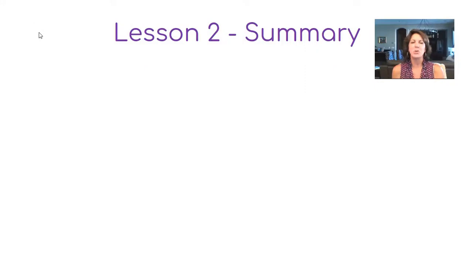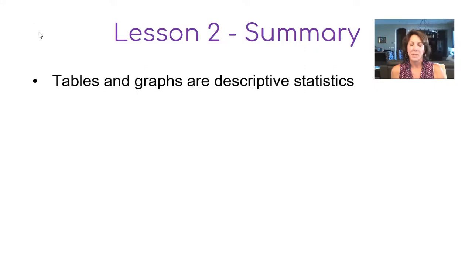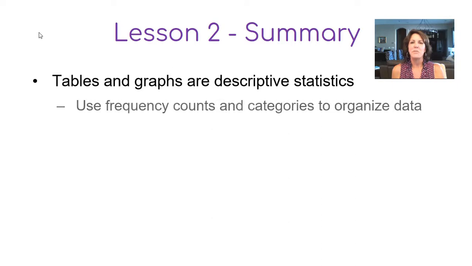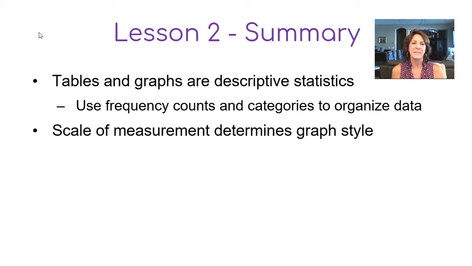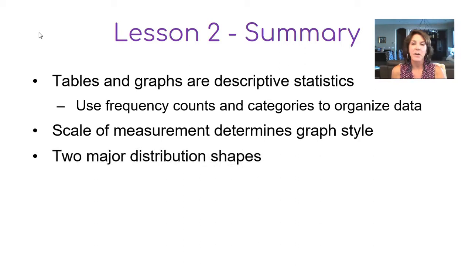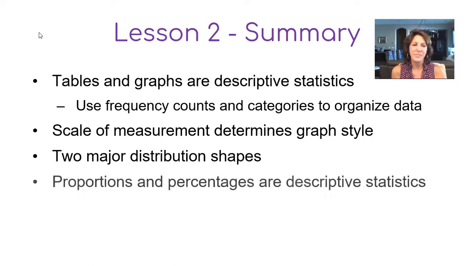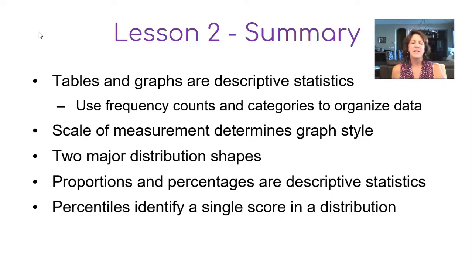Okay, Lesson 2 is almost in the books. Please remember that tables and graphs are descriptive statistics, and they use frequency counts and categories to organize data. Scale of measurement is what we use to determine the type of graph we're going to use. Different graphs are used for nominal data as opposed to interval data. There are 2 major distribution shapes, symmetrical and skewed, and proportions and percentages are descriptive statistics. Finally, percentiles identify a single score in a distribution.